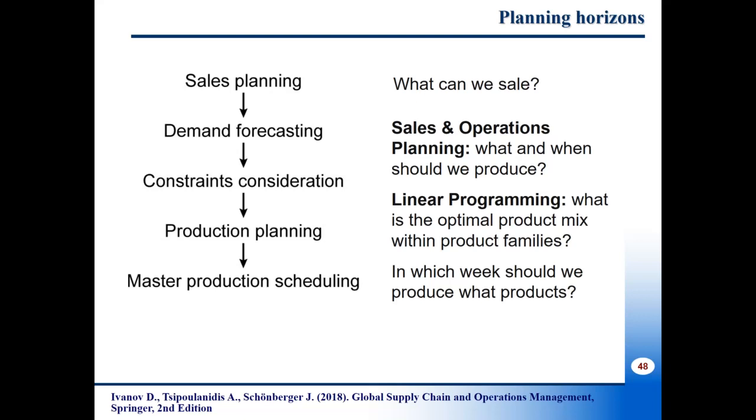Linear programming can be used to find the optimal mix within the product family. The basic quantitative method for S&OP is linear programming, which allows allocating resources to demand in an optimal way subject to capacity constraints. Finally, the master production schedule specifies what is to be made and when in accordance with the aggregate production plan.